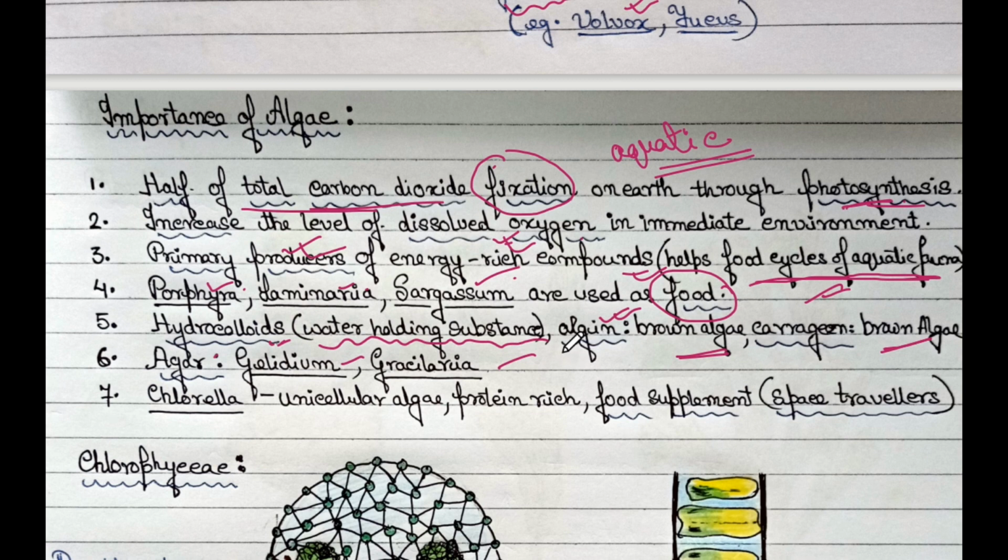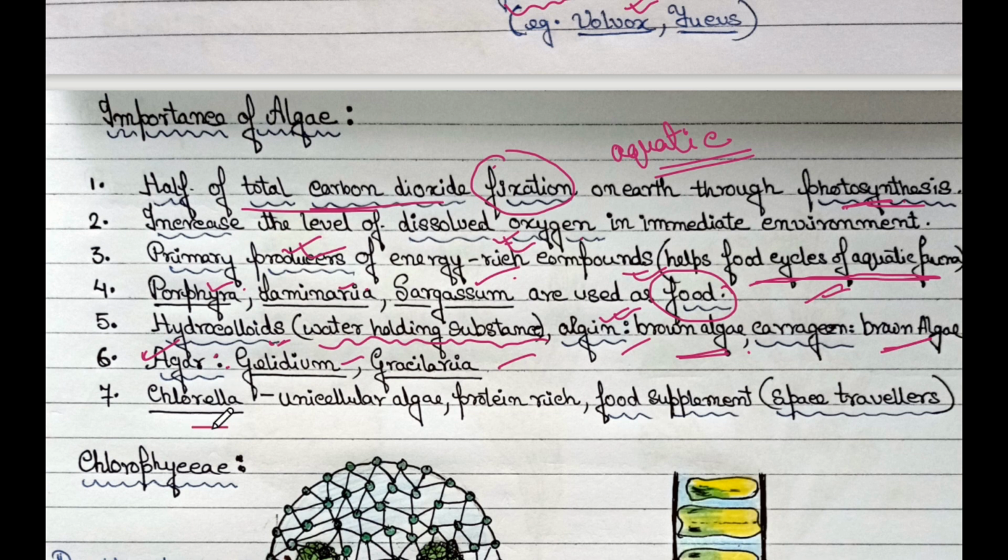If any of you go into research, you will use agar a lot. So these are three different, very important algal byproducts that we get. One is algine, one is carrageen, another is agar.